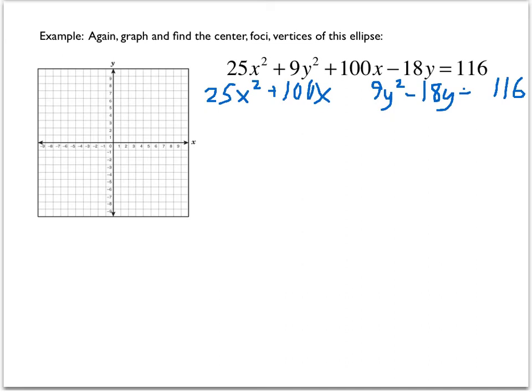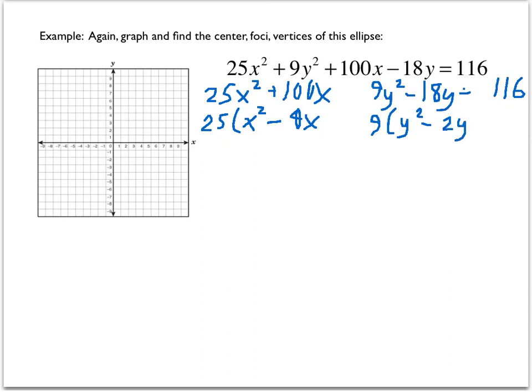Now, what's different about completing the square here is that we have these big coefficients in front of the x squared and the y squared, so that's going to goof us up a little bit. So what I'm going to do is actually factor out some stuff. I'm going to factor out a 25 from this. So that leaves me with that. Here I'm going to factor out a 9. That leaves me with this.